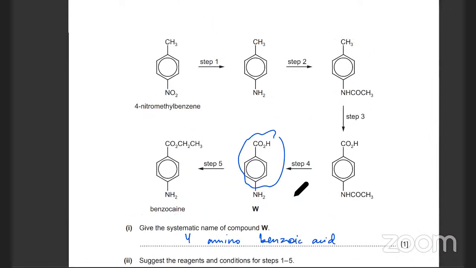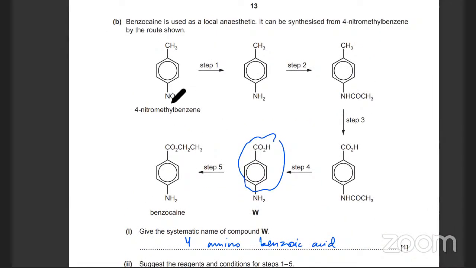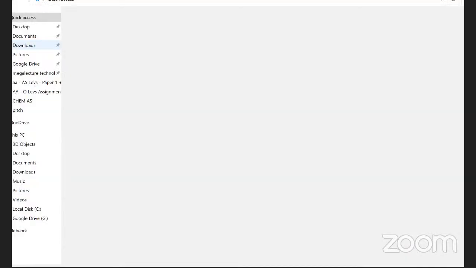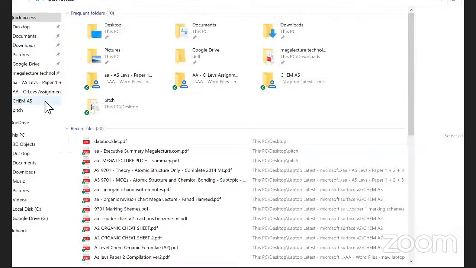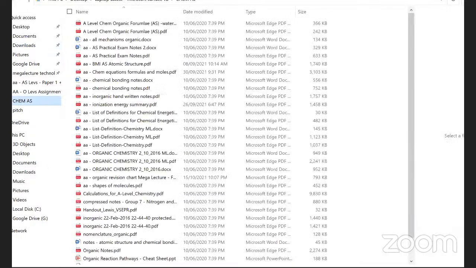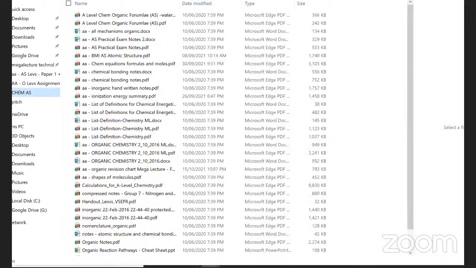Now, the next thing is suggest reagents and conditions for steps 1 to 5. So steps 1 to 5, each one of them. Step 1 is NO2 turning into NH2. That is reduction. Remember, that's tin plus concentrated HCl. I can open a chart for this. Just 1 second. For all the benzene reactions, just a second, not AS.